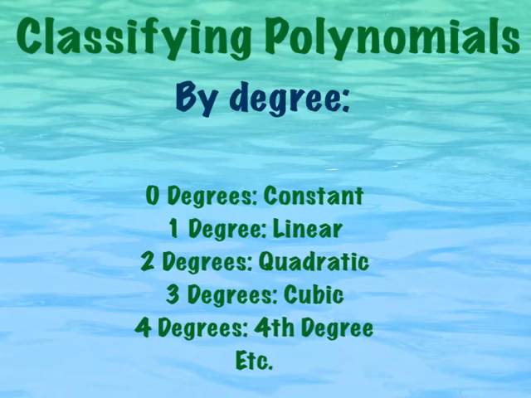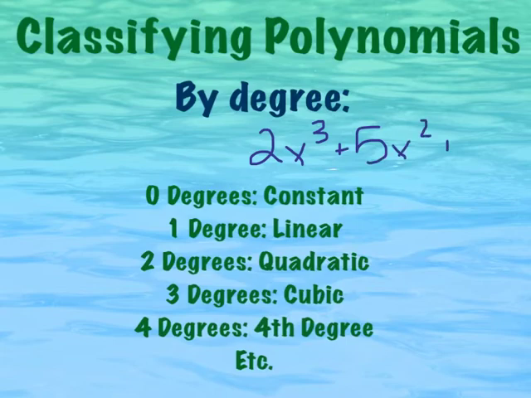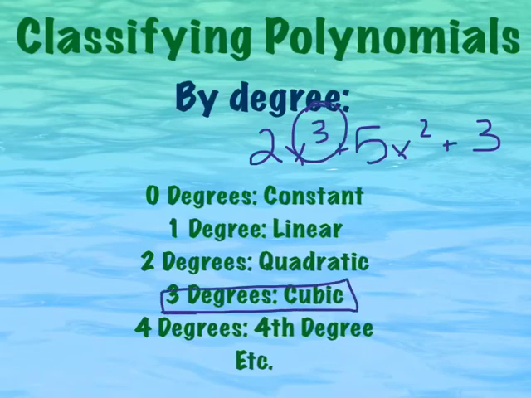The degree is the highest exponent in the expression. So if the expression was 2x to the third power plus 5x squared plus 3, our highest exponent is a 3, which means we have 3 degrees, or a cubic function. This one specifically would be a cubic trinomial because it has 3 terms. So remember, we will be classifying by degree and by number of terms.